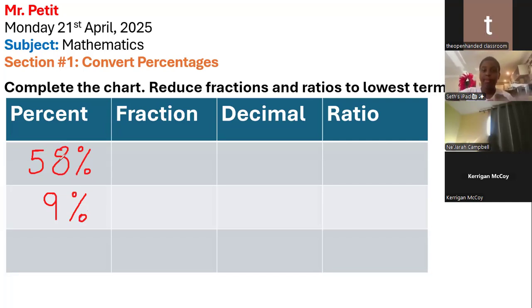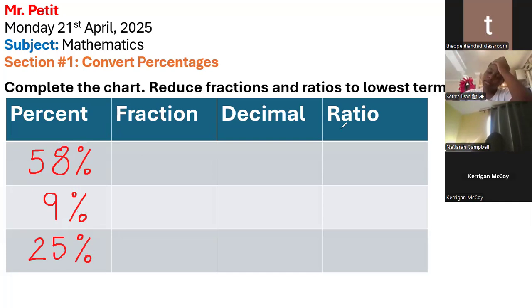So for the percentage, let's say I have 58%. For this one, we have 9%. And for this one, we have 25%. So we have 58%, 9%, and 25%. We have fraction, decimal, and ratio.